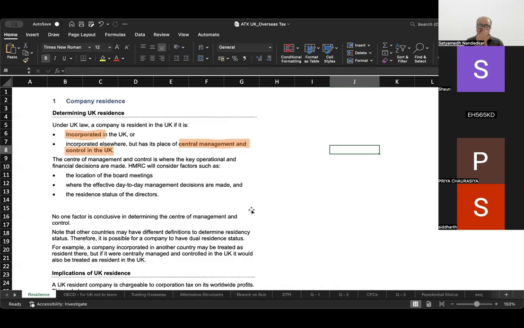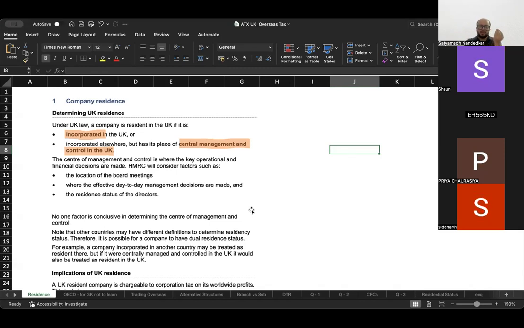How do we define the residential status of a company? A company is resident in the UK if it is incorporated in the UK or incorporated elsewhere and has a place of central management and control in the UK. Place of central management and control, what does that mean? The place where all the critical decisions about the company are taken. Basically, the place where your board meetings are conducted, where your directors reside, that could help you in deciding the residential status of a company.